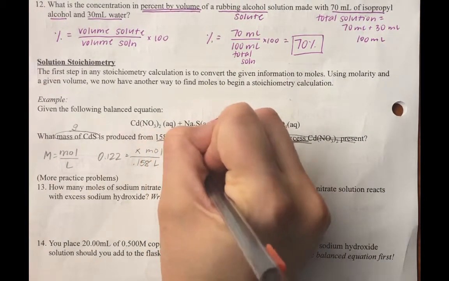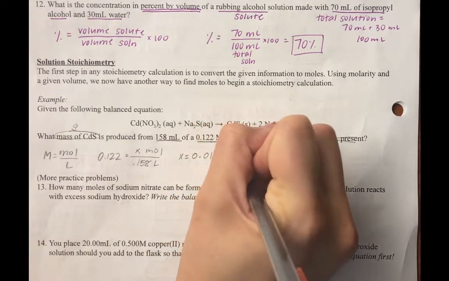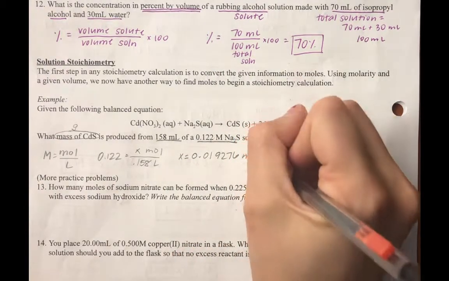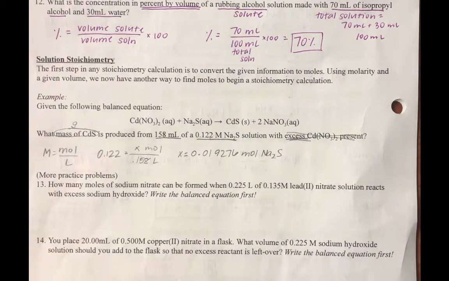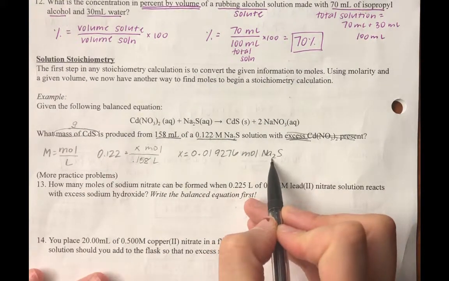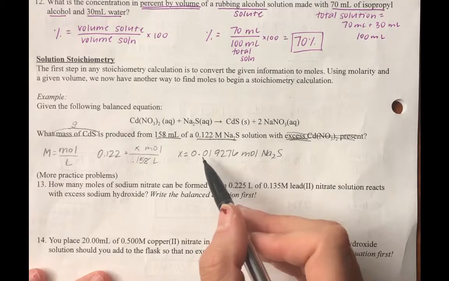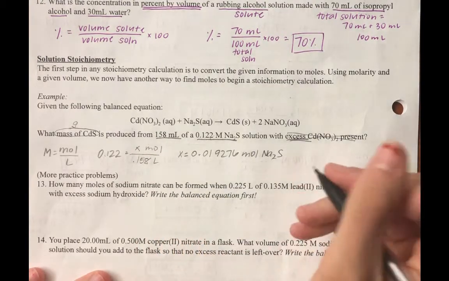So X is 0.019276 moles, and make sure you label your substance, that's Na2S. That's my moles of my given information. So always convert your given to moles. Remember, that's always the first step. Now, it's important to also label it because now that we're dealing with stoichiometry, we need to know what substance we're dealing with. So I'm starting, based on this information, with 0.019276 moles of sodium sulfide.